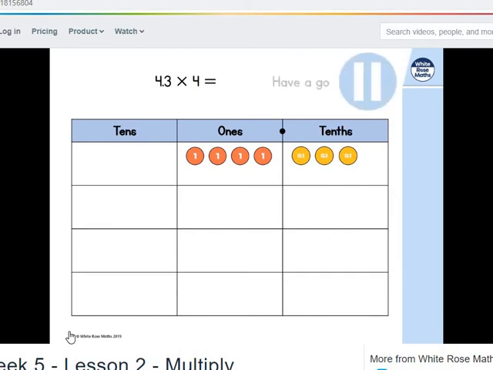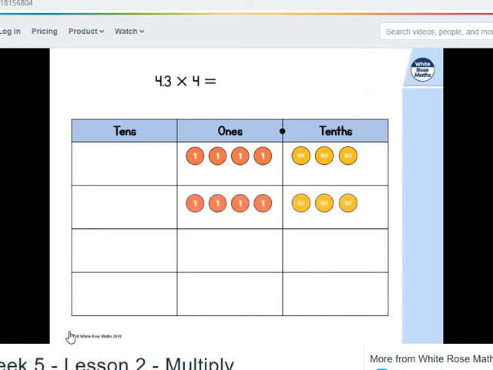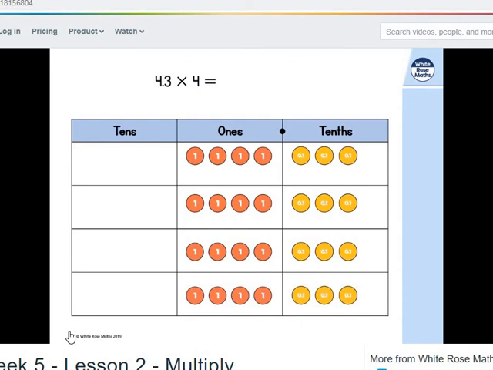Okay, what about this one? 4.3 times by 4. Pause the video, calculate it yourself first. Let's have a go. So let's times it by 4. We've got 4 lots of 4.3. Now, I can see, in this case, I've got 12 tenths and 16 ones.